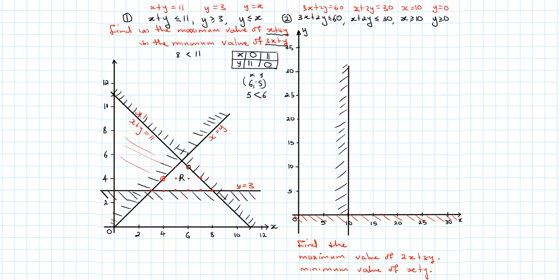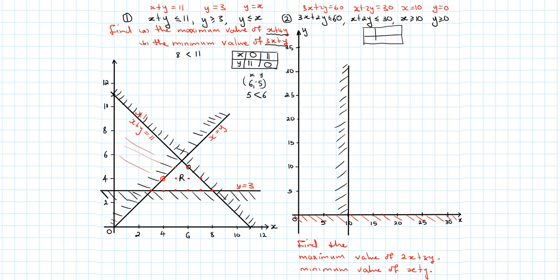Pick any point we have shaded. Now we need to draw either of these two lines. Which one do we draw first? Let's draw x plus 2y equals 30. Fine, so let's make the table of values for x plus 2y equals 30 and see how it goes.